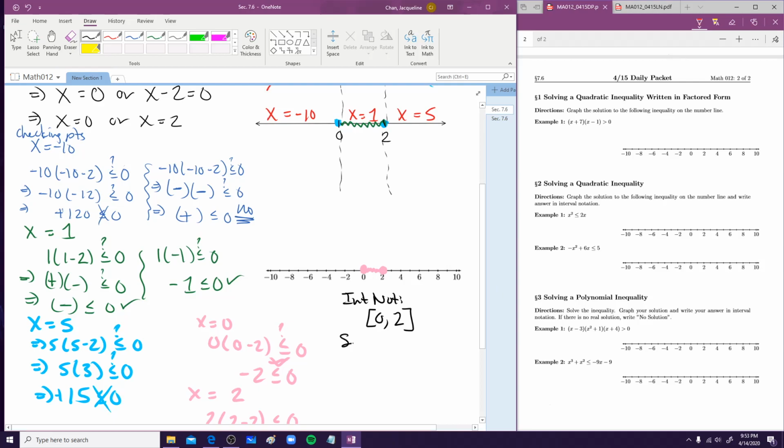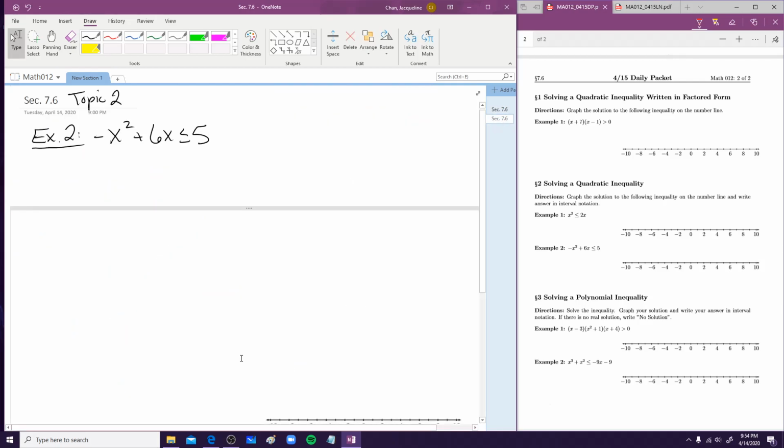I'm going to take it a step further, and I want to do set notation. So what is this? This is the set of all x such that x is going to be between 0 and 2, where they're both included. Right? So I know that solving inequalities, like even quadratic inequalities, can be a little tricky. So I decided we're going to do another example.